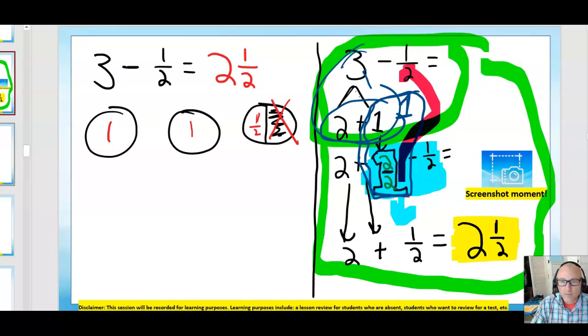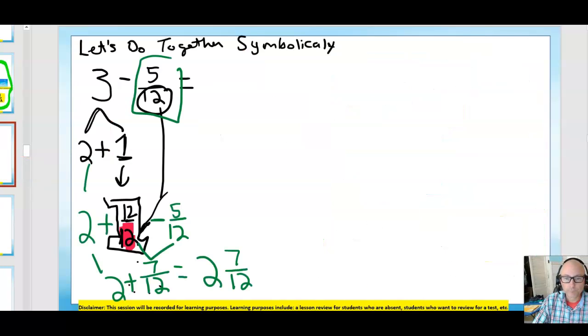Oh yeah, 3 minus a half. It's like 3 pizzas minus a half a pizza. You do 2.5 pizzas. And here we did symbolically 3 minus 5/12, which is almost like 3 minus a half. And if you have 12 pieces inside of a pizza.